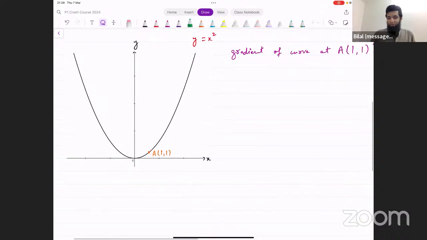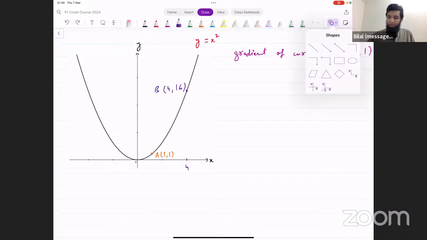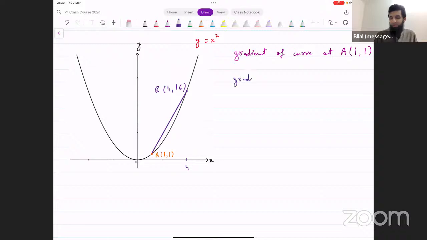Now, what I'm going to do is take another point on this curve. Let's say that point is here, and this point has an x coordinate of 4. Now, if the x coordinate is 4, what about the y coordinate? If you put 4 here, the corresponding y coordinate turns out to be 16. Let's call this point B. This point is A. If I were to draw a line from A to B like this and find the gradient of AB, what do you think?